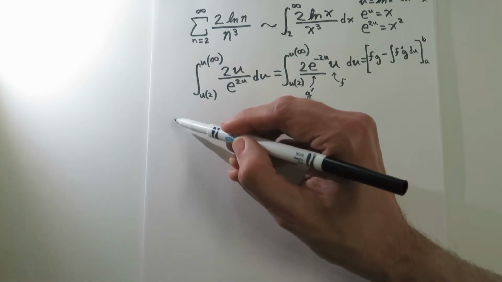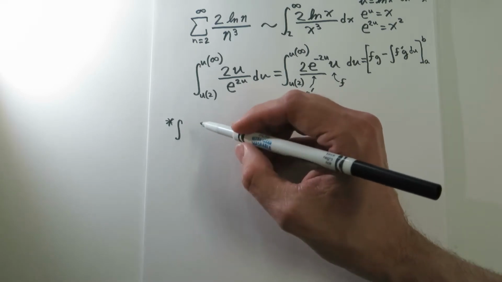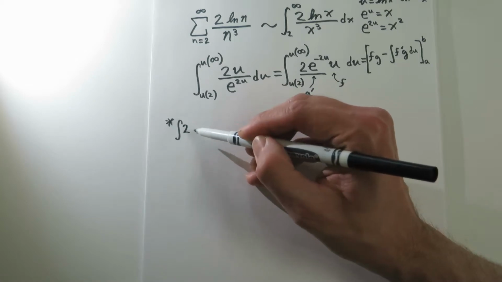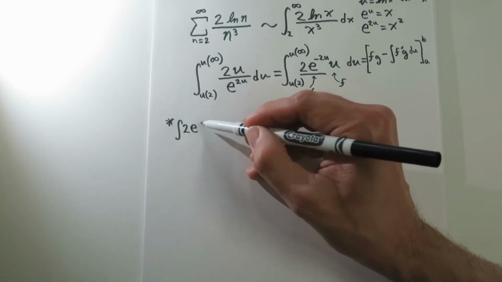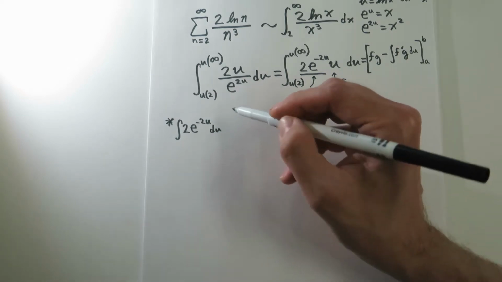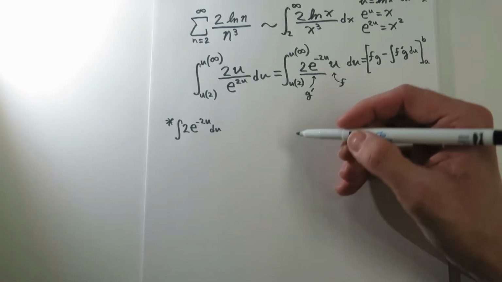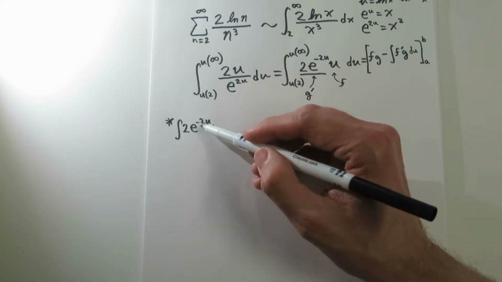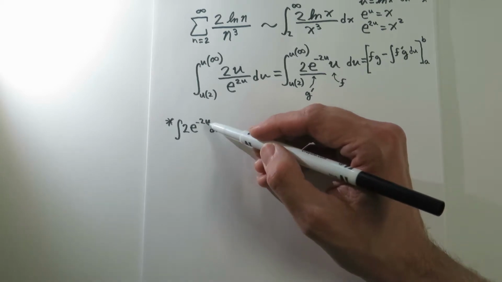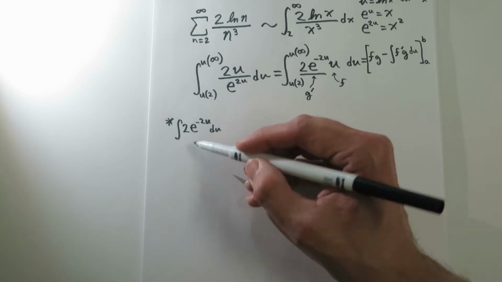So I'm going to go over here and just evaluate an indefinite integral of 2 times e to the negative 2u du. Well, we know that if this were e to the x, how we would integrate that would just equal e to the x. So why don't we use u substitution again? Well, we've already done u substitution, so let's call it v substitution.